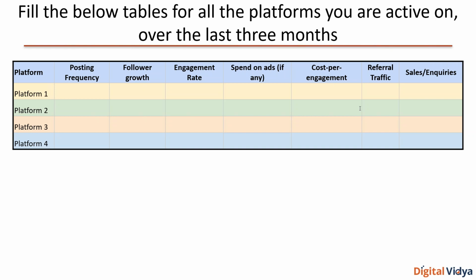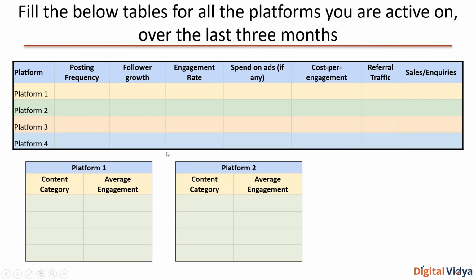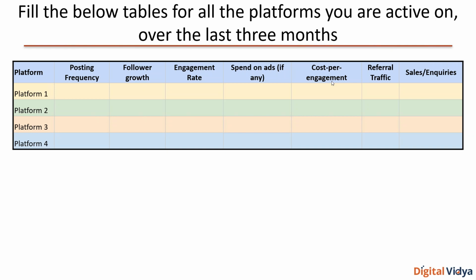The next one, which is ad spends, right? So ad spends you would get from your Facebook ads manager. If you spent any money on ads, you would get it from your Facebook ads manager. That's where you get the 4th column from.